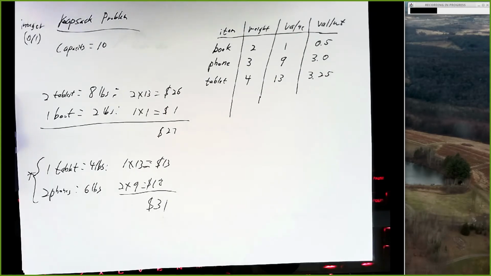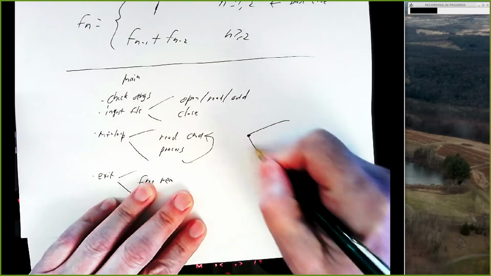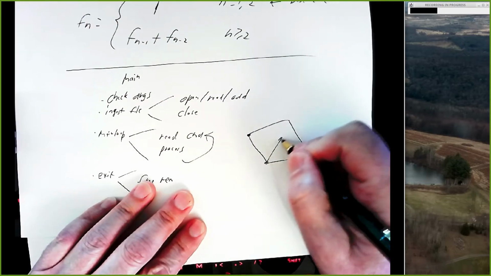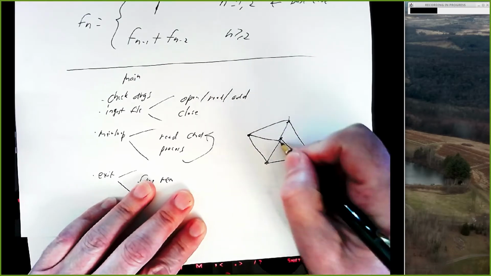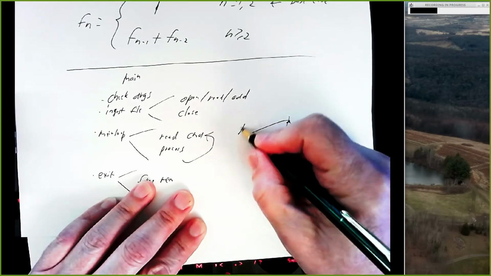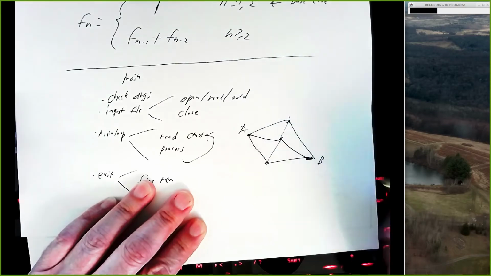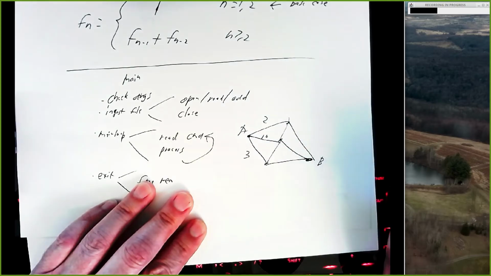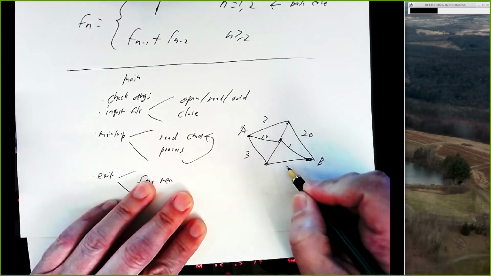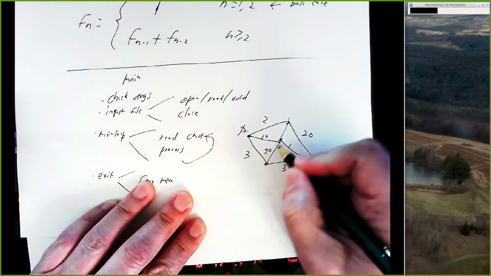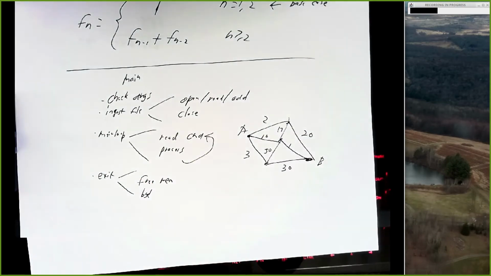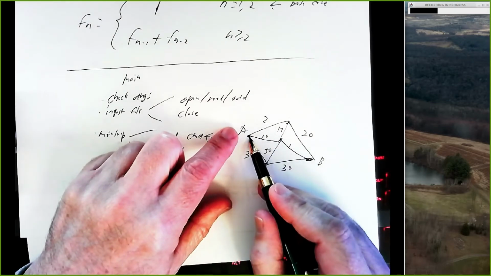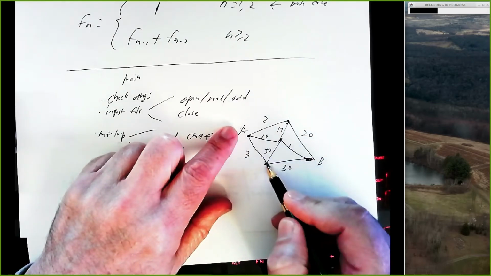And this is similar to problems in graph theory, right? Let's say you have a graph, and you're trying to find the shortest distance from A to B, and this is 2 miles, and this is 3 miles, and this is 10 miles, and this is 1 mile, and this is 20 miles, and this is 30 miles, and this is 50 miles, and this is 17 miles, right? Starting from point A, the shortest distance would be right here. The next shortest distance would be right here.